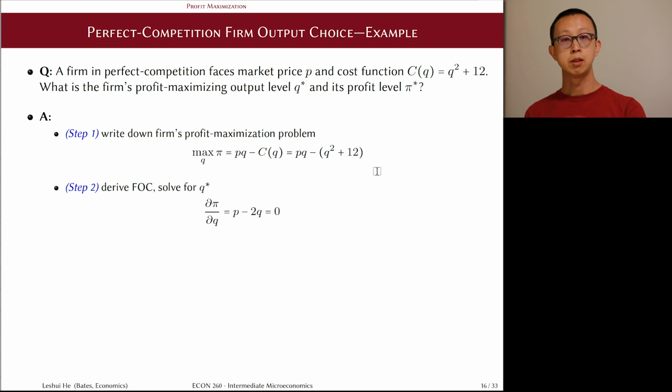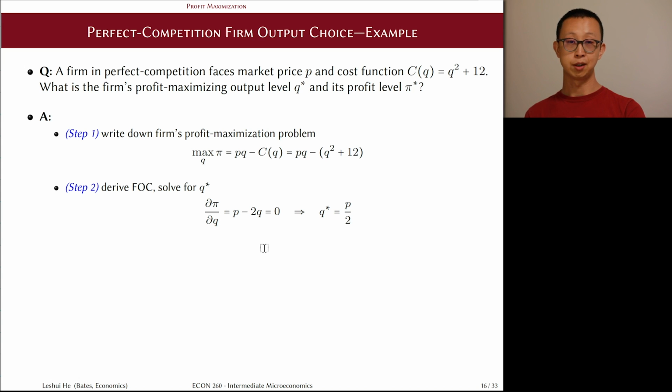To find the optimal output level Q, we take a derivative of the profit function with respect to Q and force it to be 0, which gives us the first order condition. Now, can you pause the video here and try to solve the optimal output level yourself? Okay, hopefully you find the same optimal output level as I do here. And it would be Q star is equal to 1/2 of the price level.